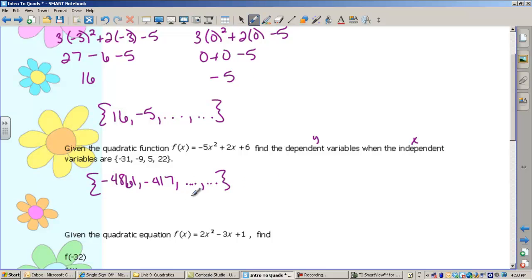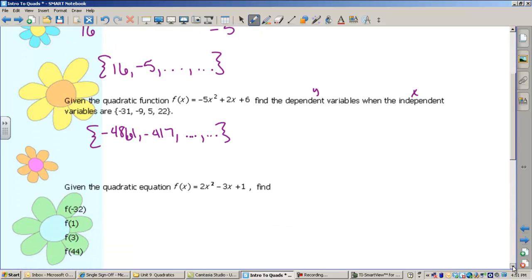Now, using the calculator only works if they are giving you x but ask for y. If they give you y but ask for x, we have to treat that completely differently, and you should not see any of those on your assignment for this because we don't know how to do that yet. So let's do the last one.